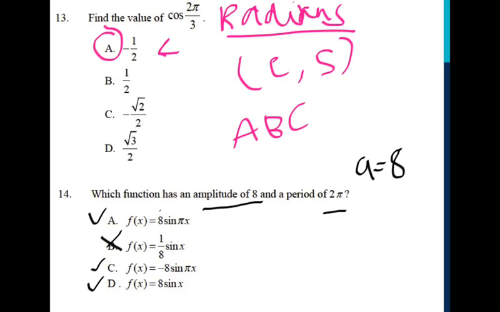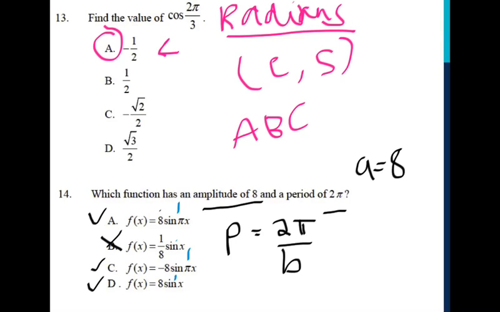A period of 2 pi. Here's the thing. Remember a period? You find a period by doing 2 pi divided by B. B is that number that's right in front of the x or the theta. So in this case it's pi. In this case it's 1. In this case it's pi. In this case it's 1. So we have to figure out 2 pi divided by b.